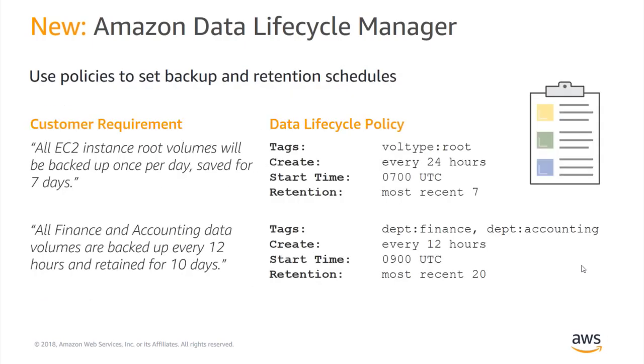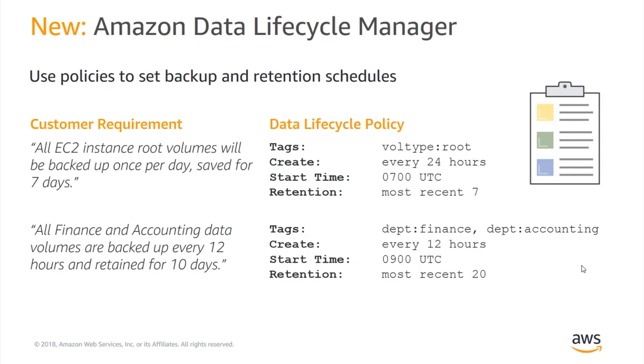Now let's take a look at 2 example policies. Looking at the first example, let's say that you have a requirement to back up all of your root volumes once per day, and that backups should be retained for 7 days. You would define a data lifecycle policy by specifying the EBS volume tag to use. In this example, that would be a key of vol type with a value of root. We want to take 1 snapshot per day, so we'll tell DLM to take a snapshot every 24 hours at some time, say 0700 UTC, and then we'll retain the most recent 7 snapshots.